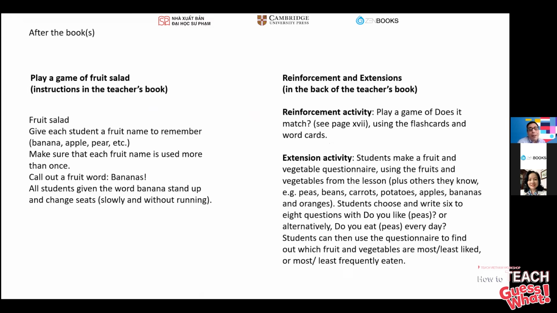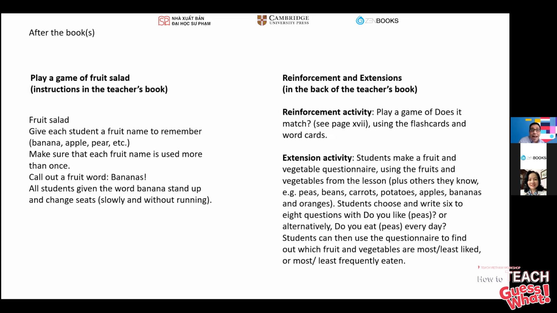Well, maybe we can play a game. And there are instructions in the teacher's book of how to play the game. And for each and every lesson, you get ideas of what to do before the book is open and after the book is closed, so that the game that we play or the activity that we do is a chance to use the language, but in a fun and playful way.